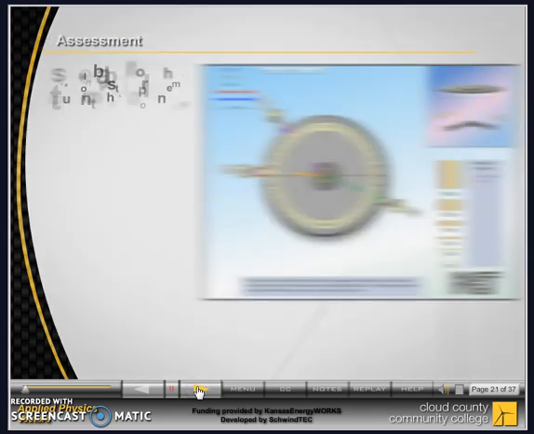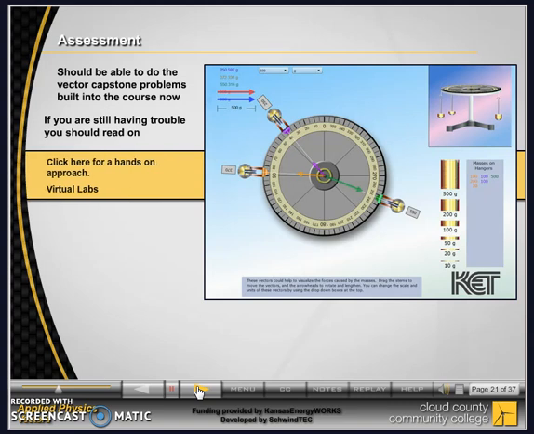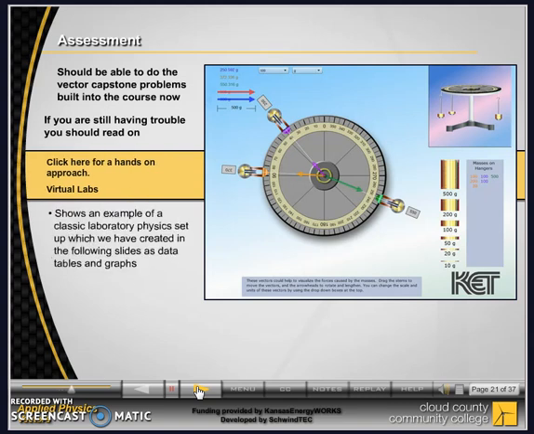You should be able to do the vector capstone problems built into the course now, but if you are still having trouble, you should read on. Additionally, if you would like a more hands-on approach, you could go to this website and work on this virtual laboratory. It shows an example of a classic laboratory physics setup which we have created in the following slides as data tables and graphs. It is not a free service, but there is a 60-day free trial period if you would like to explore the activity.